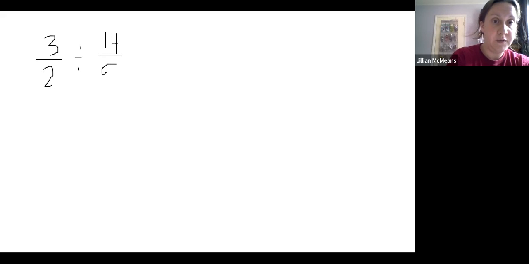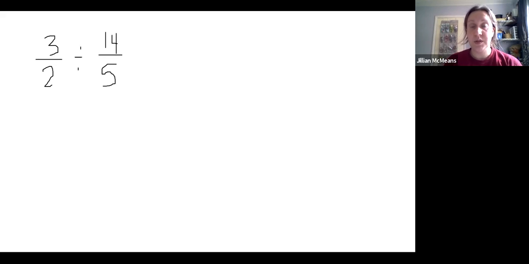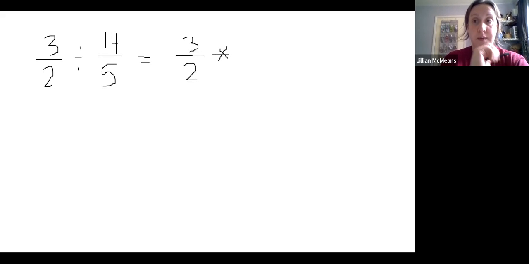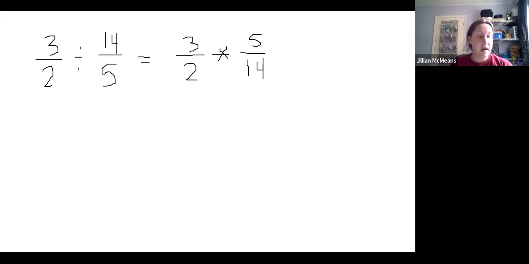So let's say that we have 3 over 2 divided by 14 over 5. The very first thing you need to do is convert this to multiplication, okay? So the first fraction, 3 over 2, stays the same. And then I multiply, but I can't just willy-nilly change division to multiplication. That doesn't work. So the way we compensate for changing to multiplication is we multiply by the reciprocal of the second fraction. So the reciprocal of 14/5 is 5/14.